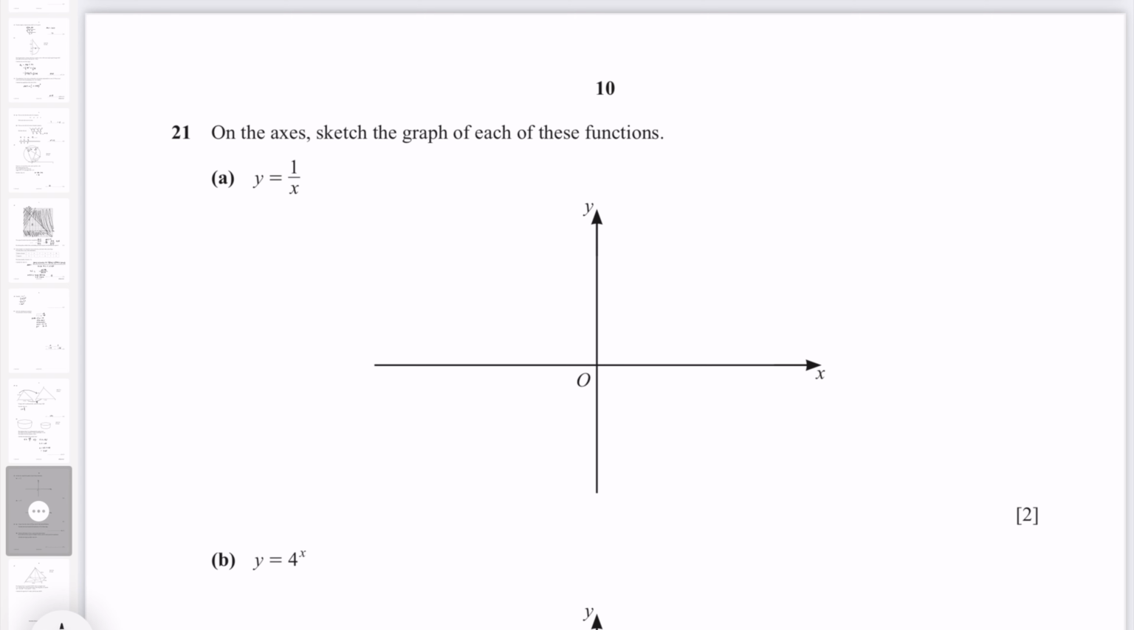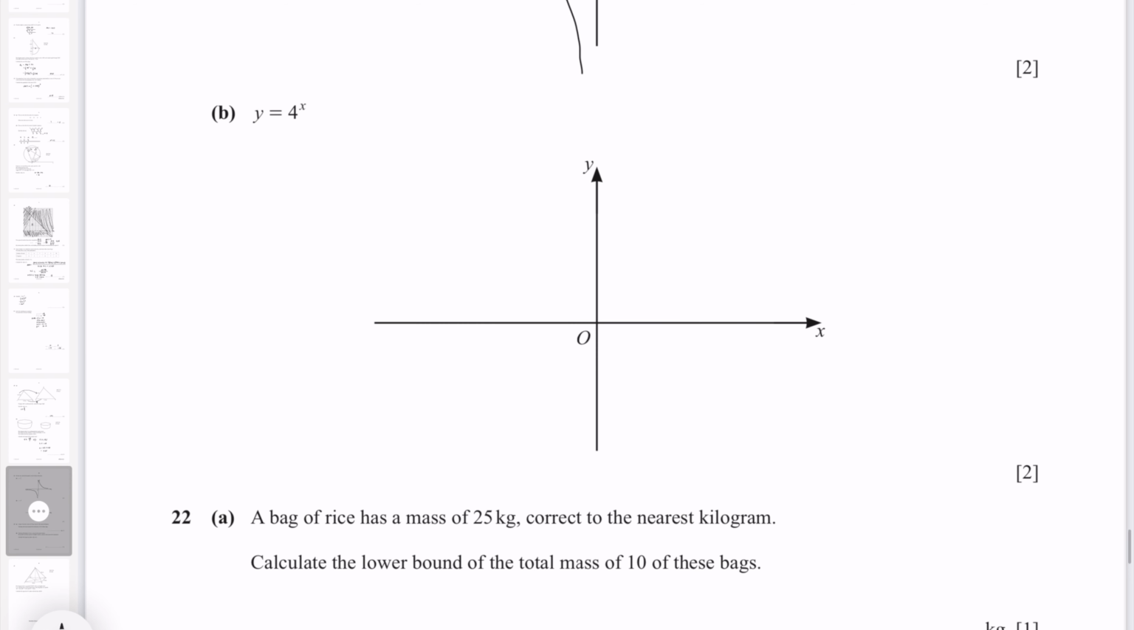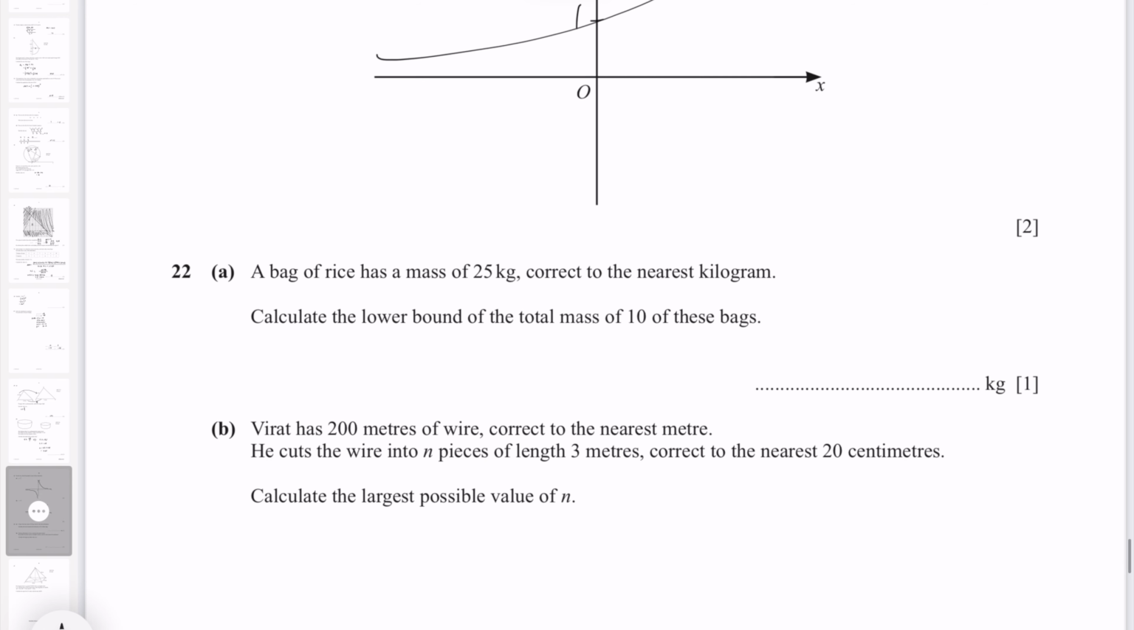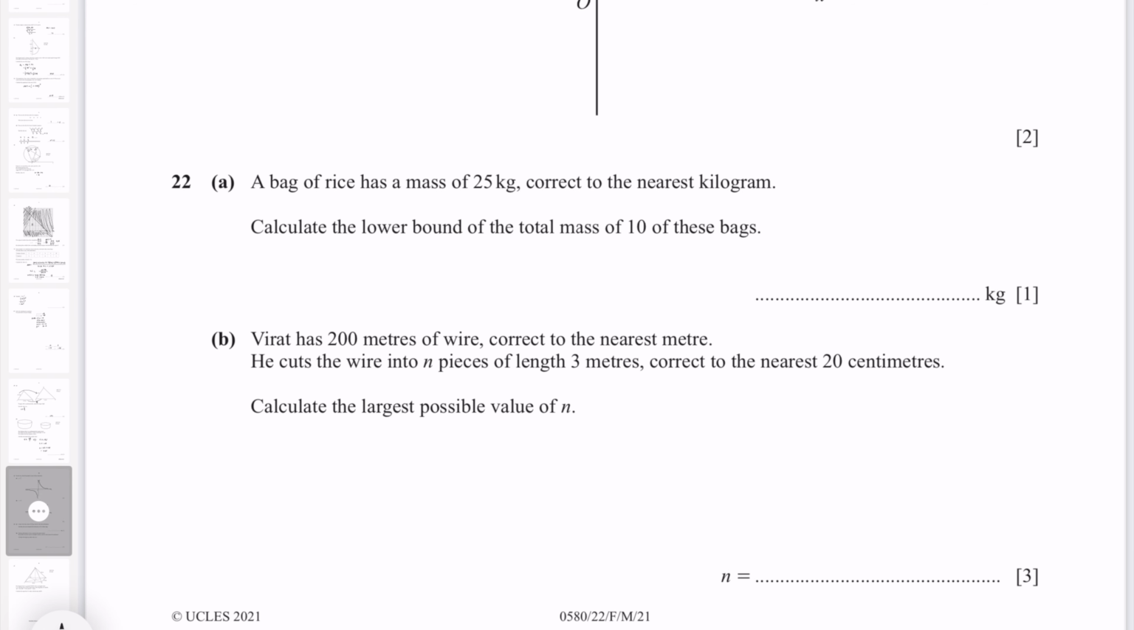On the axes, sketch the graph of these functions. 1/x, I can see all the numbers are going to follow the same sign. So this is my first part and my second part. It doesn't look nice. Let me just try that again. You always have the x and y asymptotes, so you got to be careful of that. All right, y equals 4 powered x. So this is an exponential. You want to raise it up like that. And this is 1. And the asymptote is the x-axis. You won't touch that.